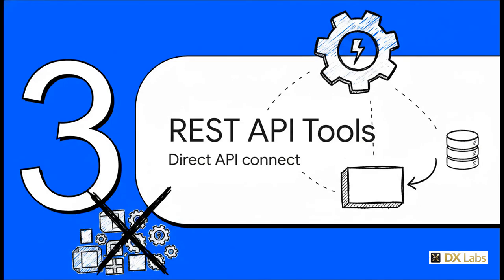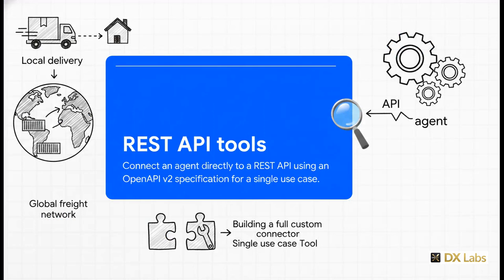Topic 3, using REST API tools. Let's say you're a logistics dispatcher. You just need to check one specific local delivery schedule. You don't need access to the entire global freight network to do that, right? That's where a REST API tool comes in. It lets your agent connect directly to an API using an Open API version 2 specification. You take this route when no pre-built connector exists, and the overhead of building a massive, reusable custom connector just doesn't make sense for a single, isolated use case.